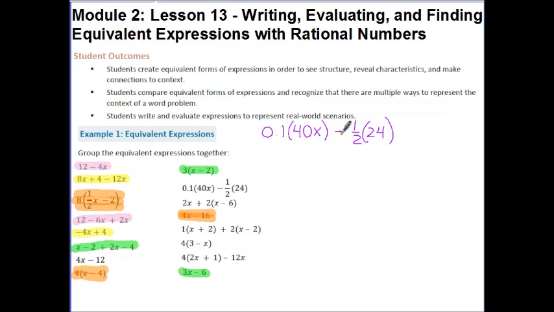1/10 times 40 will give us 4. So when I multiply these two, we have 1/10 times 40 gives us 4, and they have an x. And then we have minus half of 24 is 12, and so that matches one of our other equivalent expressions, 4x minus 12.